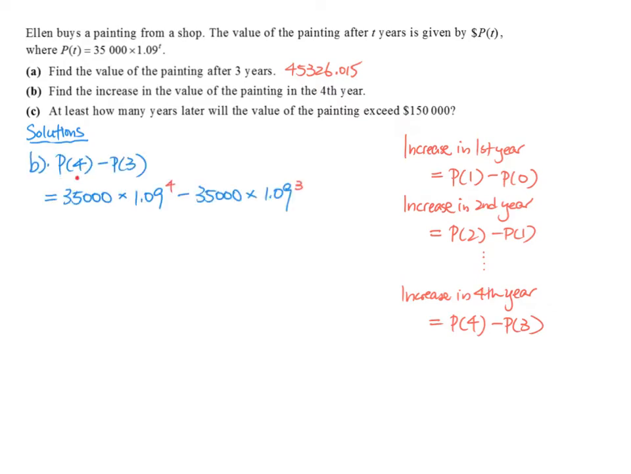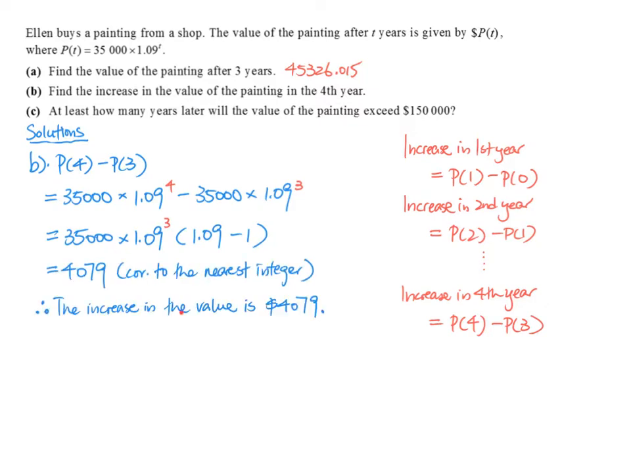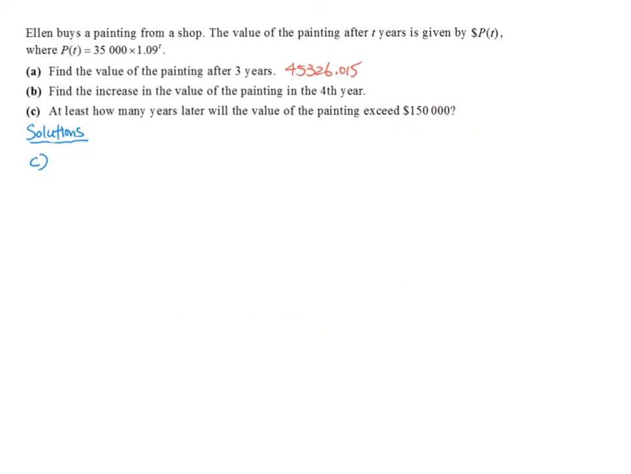So for part B, P of 4 minus P of 3 equals this, by using the formula and substituting. This could be easily done by factorizing, right? And so the increase in the value would be $4,079. Now here's the hardest part, part C. How many years later will the value of the painting first exceed $150,000?